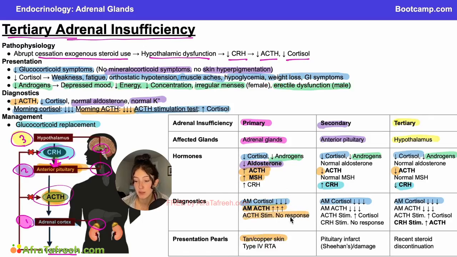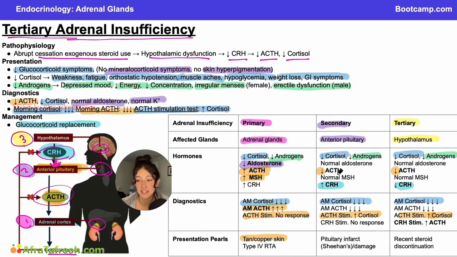You will see no response with the ACTH stimulation test in primary adrenal insufficiency. That's because the adrenal cortex is broken. It can't listen to ACTH even if it wanted to. But in secondary and tertiary, where the problems are higher up in this pathway, but the adrenal cortex itself is actually intact, then you will see a response to the ACTH stimulation test, and that will be increased cortisol.